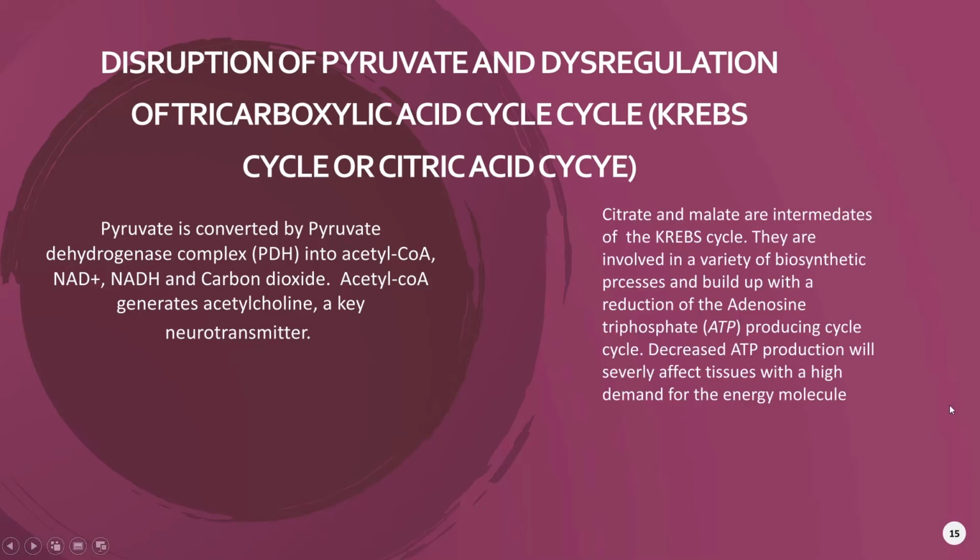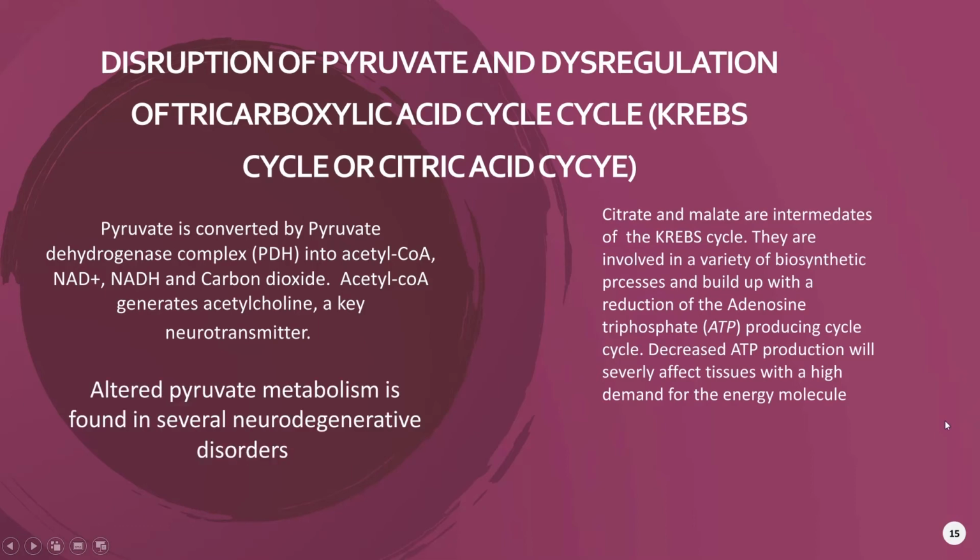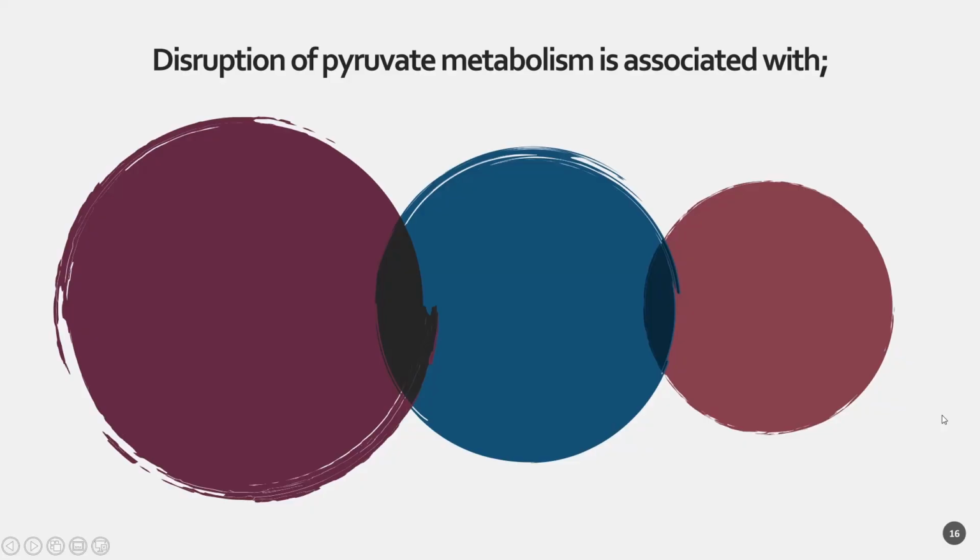Citrate and malate are intermediates of the Krebs cycle. They are involved in a variety of biosynthetic processes and build up with a reduction of the ATP-producing cycle. Decreased ATP production will severely affect tissues with a high demand for that energy molecule. Altered pyruvate metabolism is found in several neurodegenerative disorders. Disruption of pyruvate metabolism is associated with Alzheimer's disease.